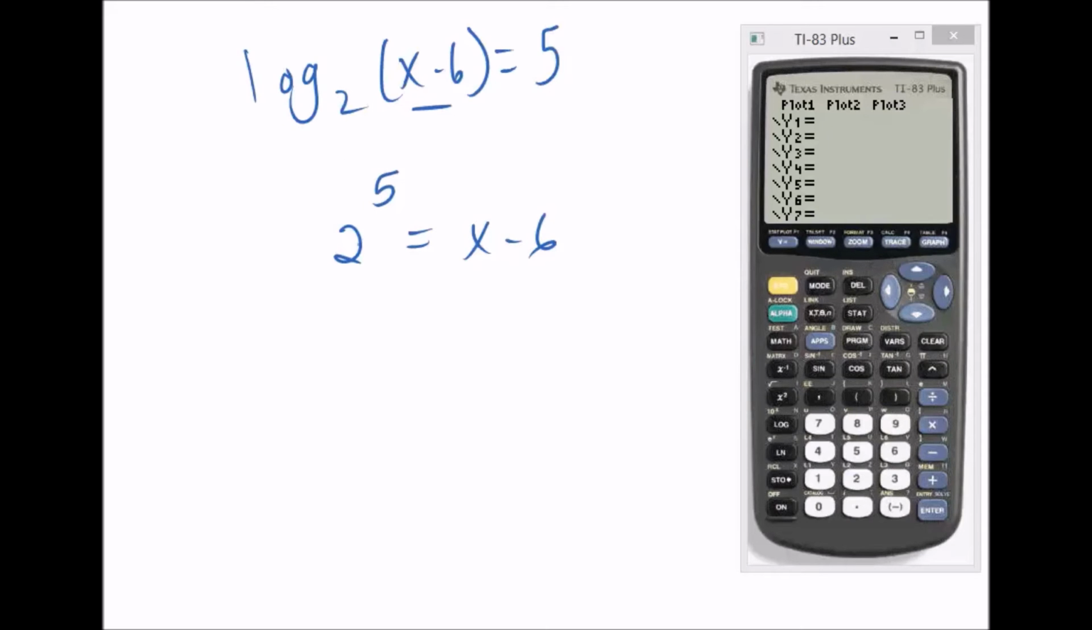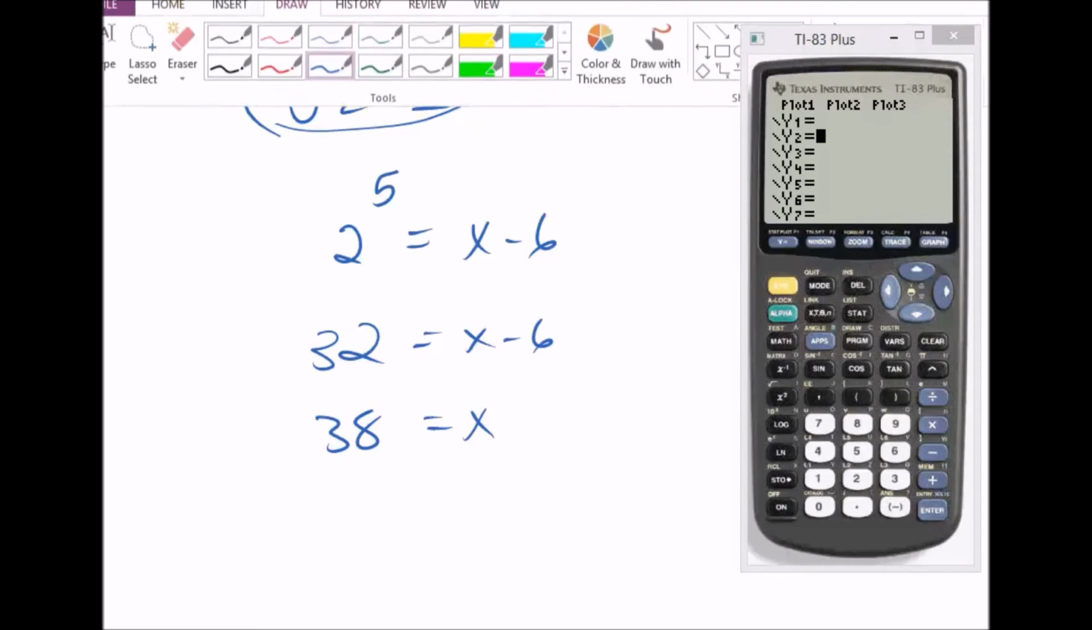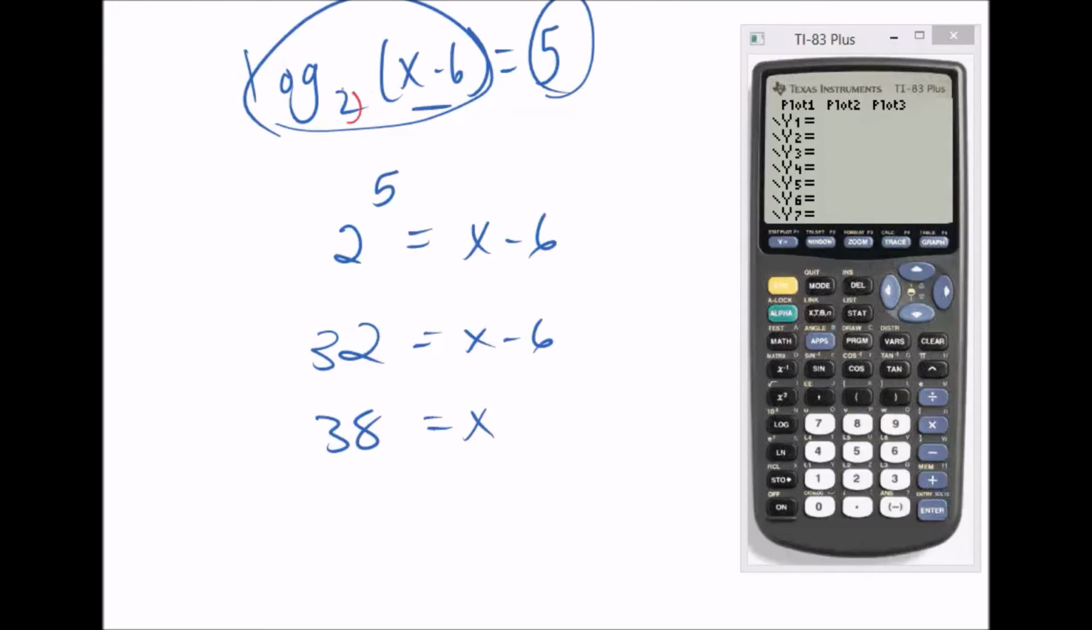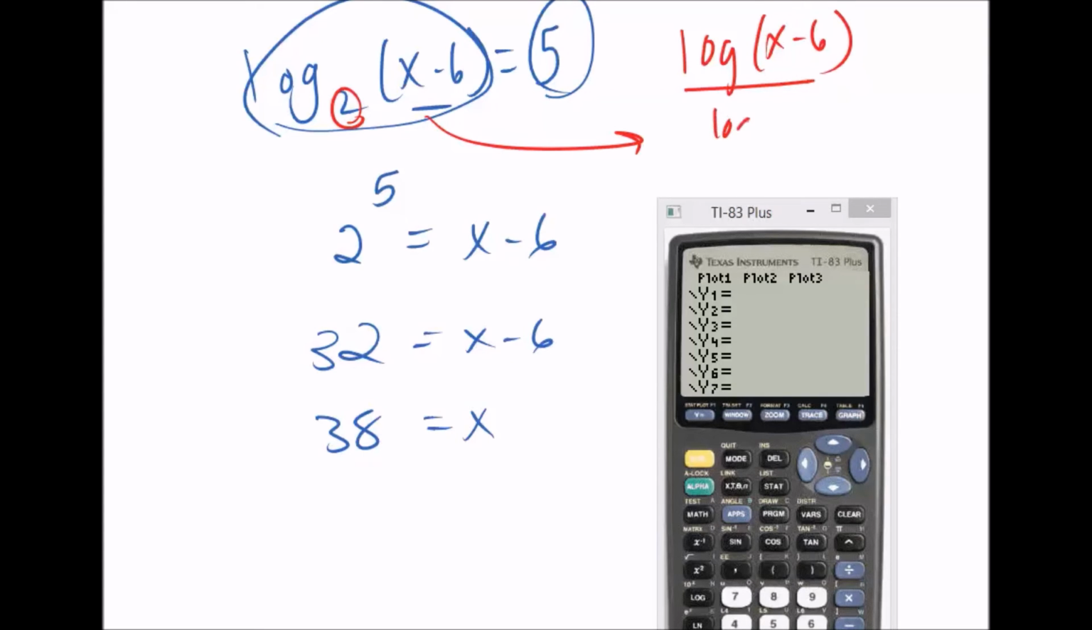We can just rewrite that equation like that. Then we can solve it. 2 to the 5th is 32 equals x minus 6. x is equal to 38. We can also check that with the calculator by graphing both sides into y1 and y2. However, you have to be careful because here it's base 2 and the calculator can't do base 2. So if you want to graph this side into a calculator, you have to rewrite that using the change of base formula. So you can graph that as log of x minus 6 over log 2.